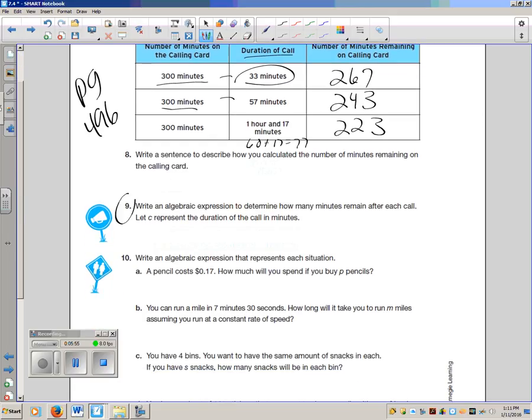I'd like you to do number 9. Write the algebraic expression to determine how many minutes remain after each call. C represents the duration. Pause the video and try it. All right, so you tried it.